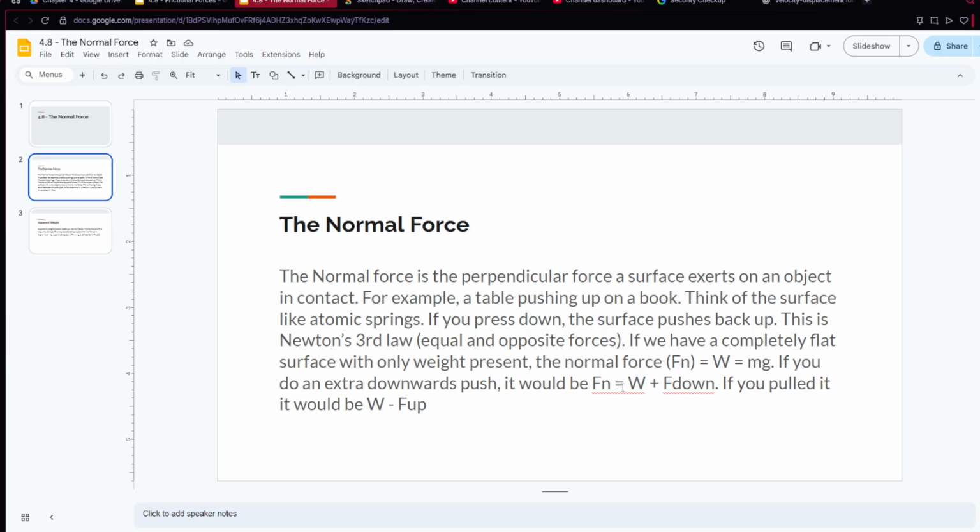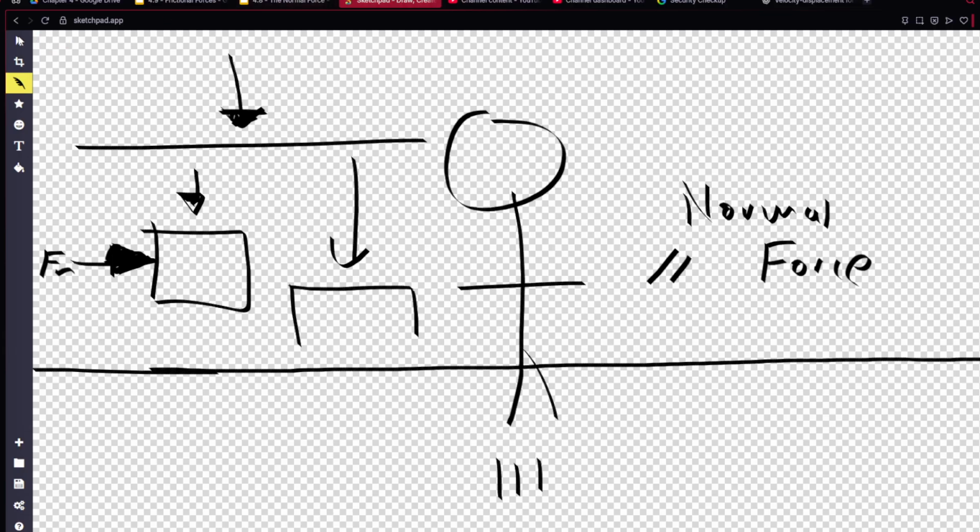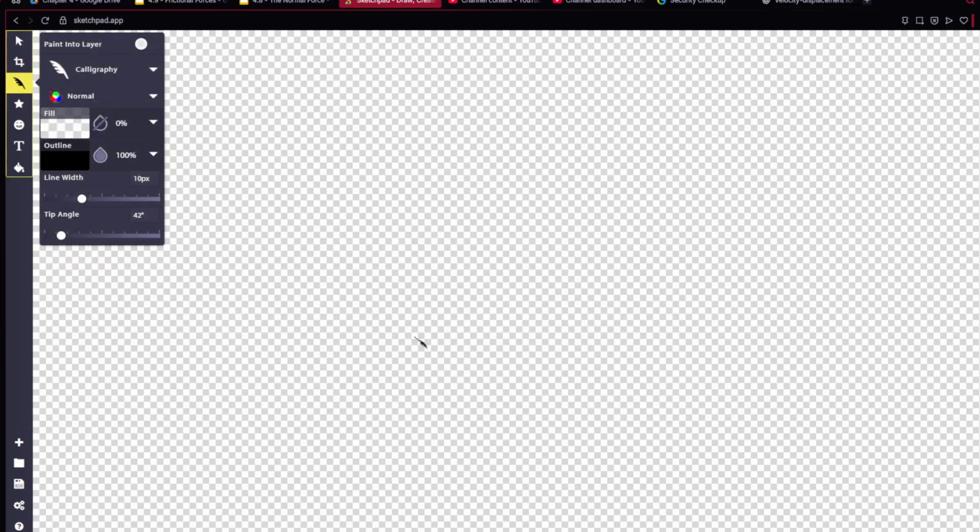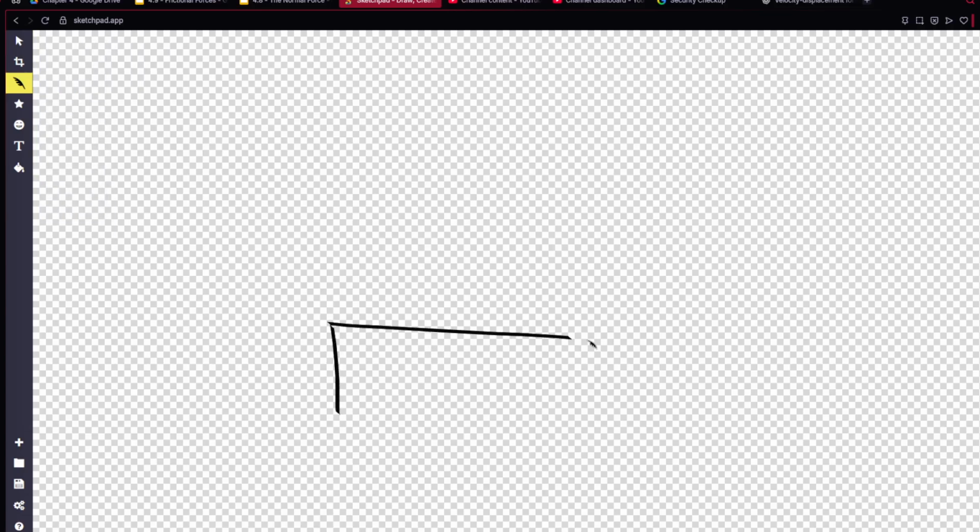So this is just more extrapolation. If you press down, the surface pushes back up. I mean, that's pretty self-explanatory. Again, Newton's third law. It's simple logic. Any force gets exerted back on you, so I don't know why they really mention it, but probably just to deduce. I mean, I don't know.